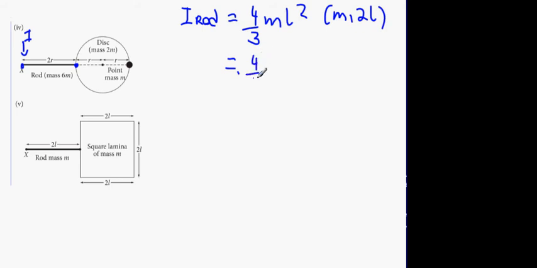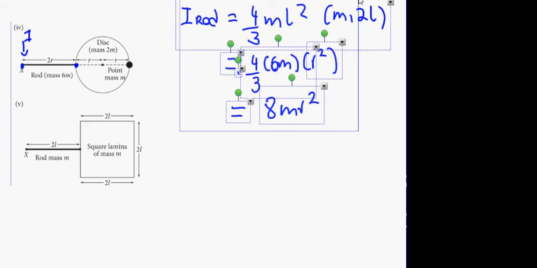This time the mass is, anybody? 6m. So you're going to replace m with 6m, and the length is still 2r, so basically l gets replaced with r, so that wasn't too much of a difference, okay? So what we're going to get is 24/3, which will be 8mr squared. So what did I start off with? I started off with the rod, so I'm going to start off with 8mr squared. Alright, so that's easy and done.